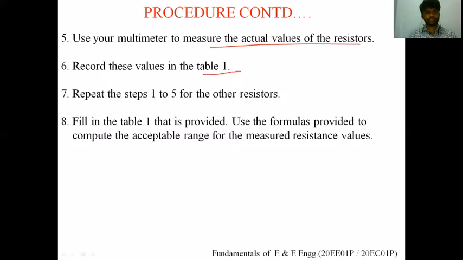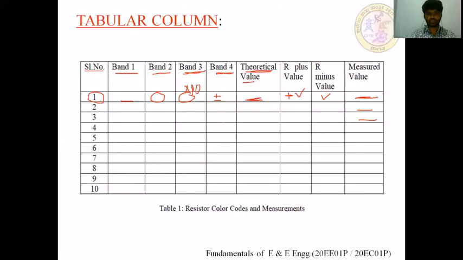Okay. Next, repeat steps 1 to 5 for the other resistors, because we considered 10 resistors here. So the same steps are repeated for the other resistors also. Once you calculate all the resistor values, we have to calculate band 1, band 2, band 3, band 4 for all the 10 resistors. Then we'll get a theoretical value for all the 10 resistors.